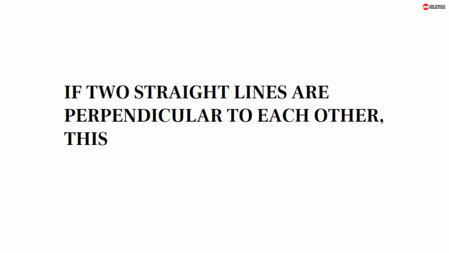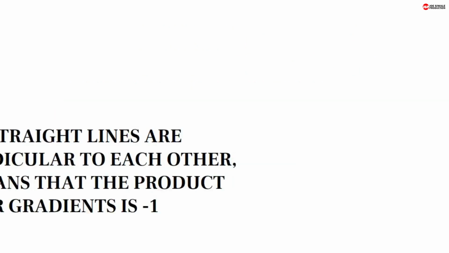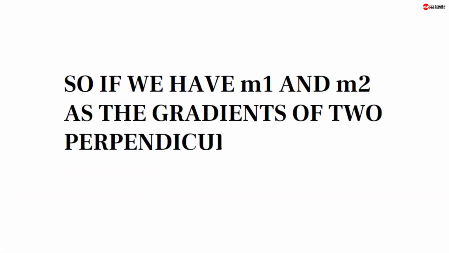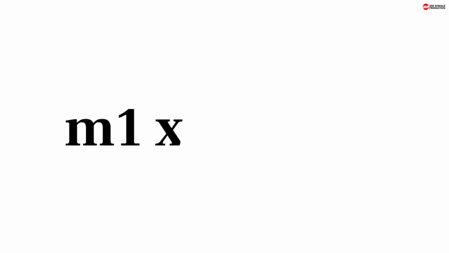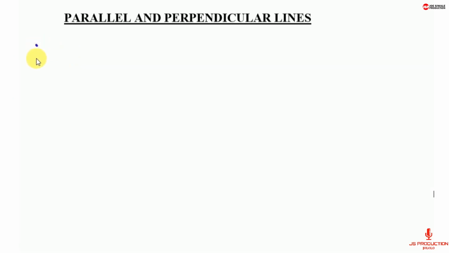If two straight lines are perpendicular to each other, this means that the product of their gradients is negative 1. So if we have m1 and m2 as the gradients of the two perpendicular lines, then m1 multiplied by m2 is going to be equal to negative 1.